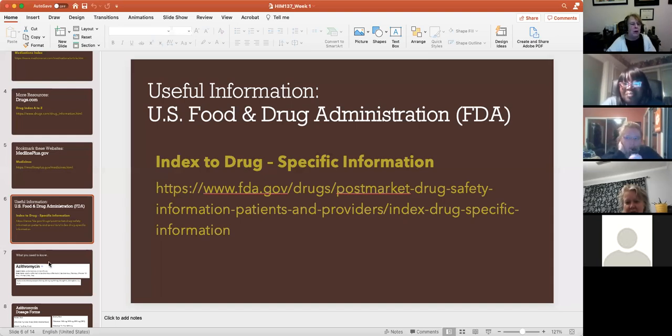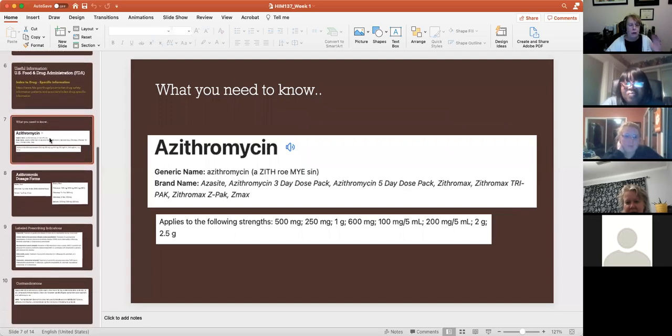Okay. So now I just want to show you how to interpret what you're looking at, and you'll need this for coding as well. Azithromycin, and you can see this is the generic name. It also gives you, you see that little speaker, if you click on that, it will give you an audio as to how to pronounce the medication.